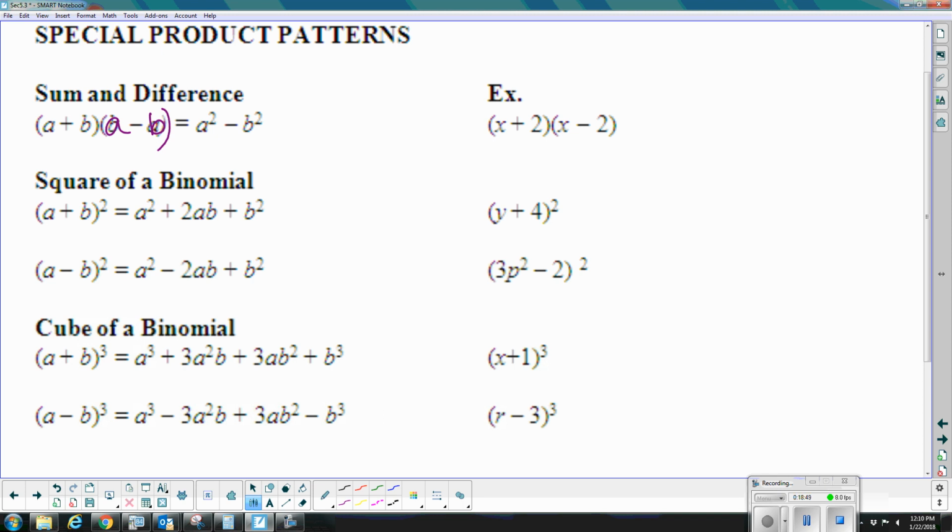Okay, so in your first example, this is your a, so that's x squared, and this is your b, minus 2 squared, which is 4. The square of a binomial, a plus b quantity squared, equals a squared plus 2ab plus b squared. You should recognize that from last chapter when we did perfect squares. So y plus 4 squared is y squared, plus 2 times y times 4, that's 8y, plus 4 squared.